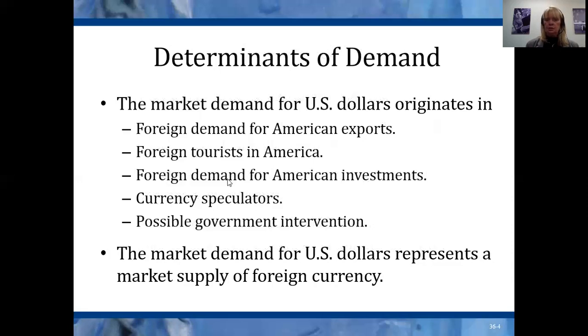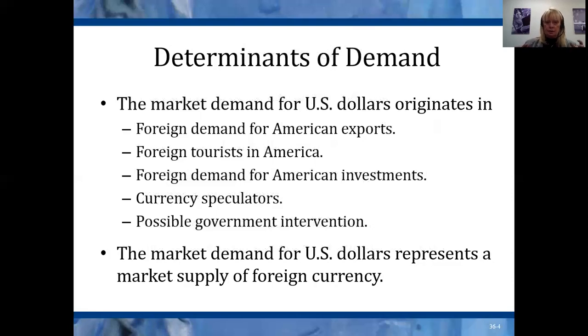When people from other countries come to the United States as tourists, well, we don't accept yen at Denny's. No, you're going to have to pay in US dollars, and so they would demand US dollars. When people in other countries invest in American companies, they make those investments in US dollars. They demand dollars. And then you have currency speculators, people who just change money from euros to dollars to yen to yuan to rubles because they expect to take advantage of increases in value on those currency.